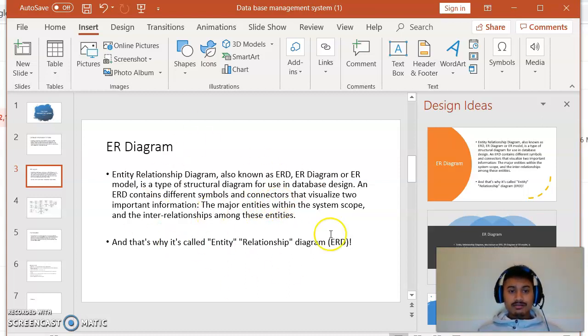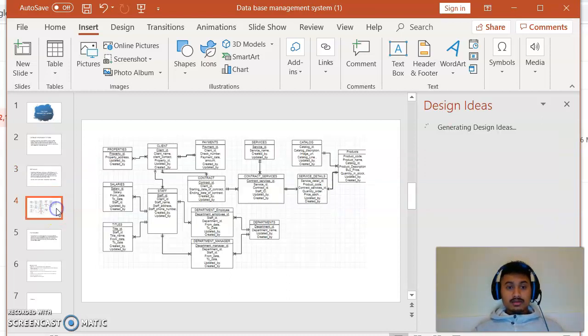The ER diagram contains different kinds of symbols and connectors that visualize two important pieces of information: the major entities within the system scope and the interrelationship among these entities. That's why it's called an entity relationship diagram, because it shows the relationship between the entities that are used under any organization or anything.